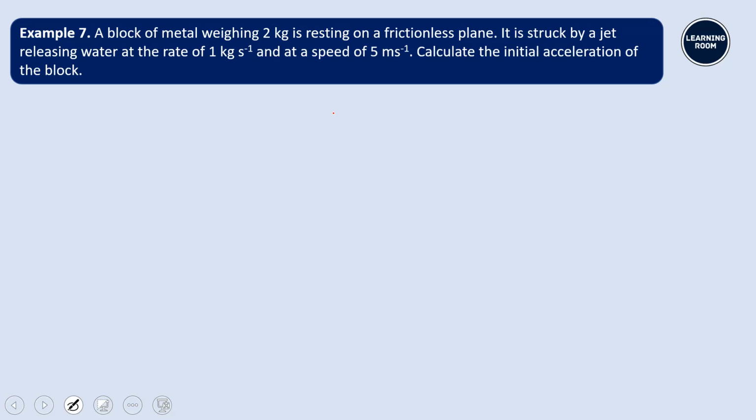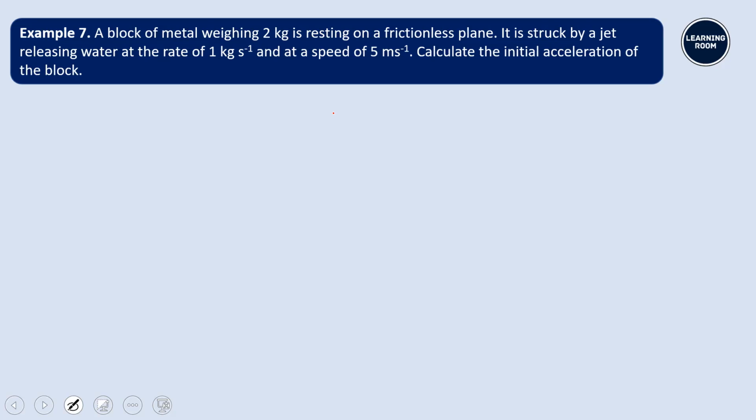So see, there is a block of metal which is weighing 2 kilograms, resting on a frictionless plane. Let's assume that this is the metal block. It weighs 2 kilograms. It's resting on a frictionless plane. It is struck by a jet releasing water at a rate of 1 kilogram per second.